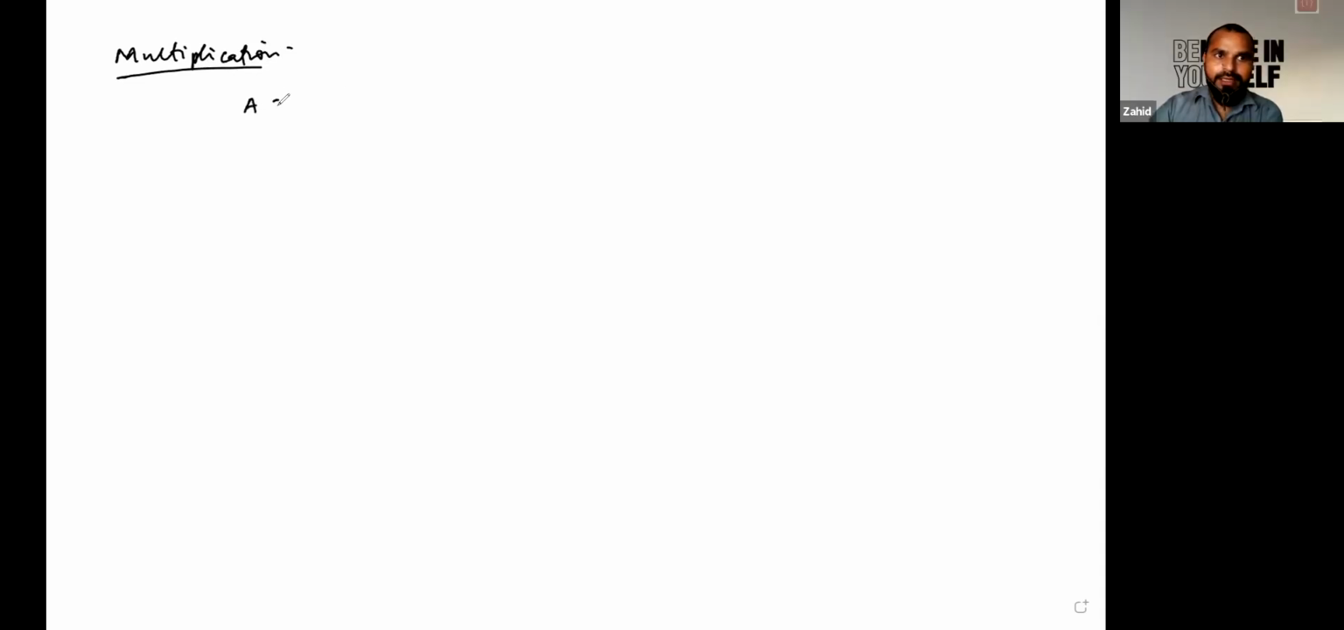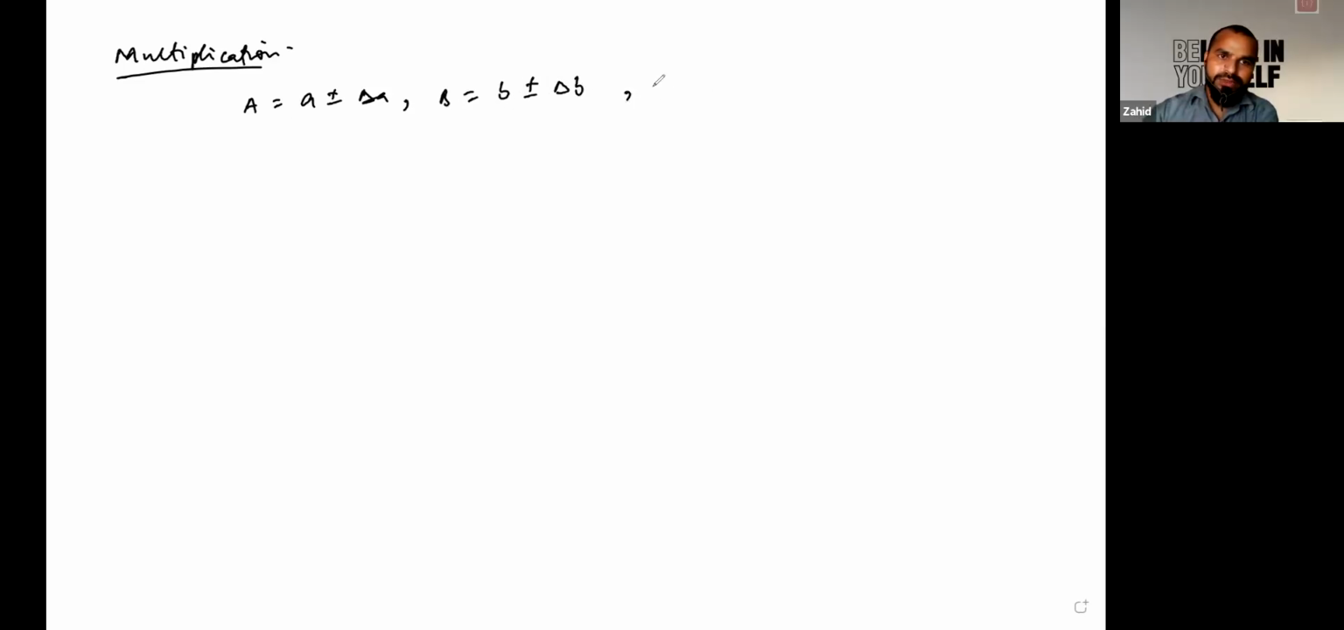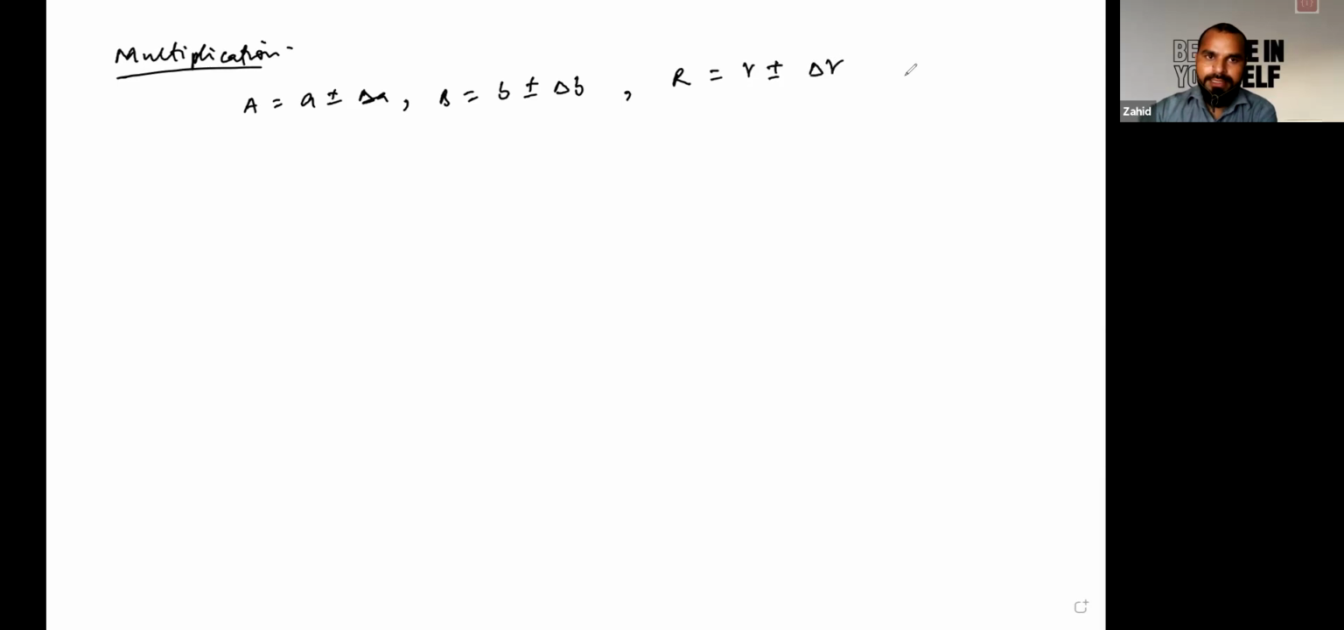I think we have done error analysis and addition and subtraction of error. Yes, sir. Okay. Next part is multiplication. We have input A equals A plus minus delta A, and B equals B plus minus delta B. The result obtained while operating these two terms together would be R equals R plus minus delta R. We have to just multiply these two terms to find the result.